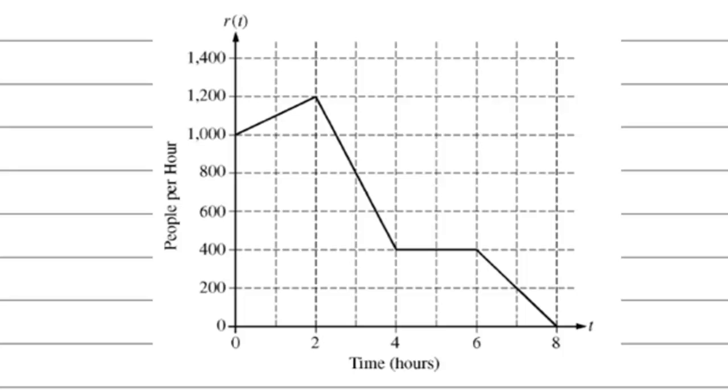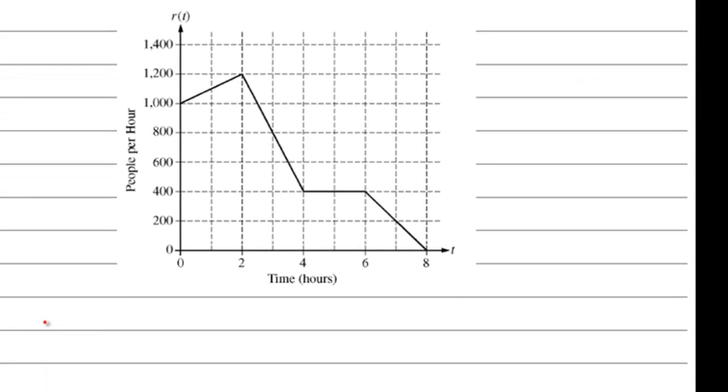So the graph that they give you in this problem is a graph of R of t, which represents the number of people per hour that arrive in line at an amusement park.